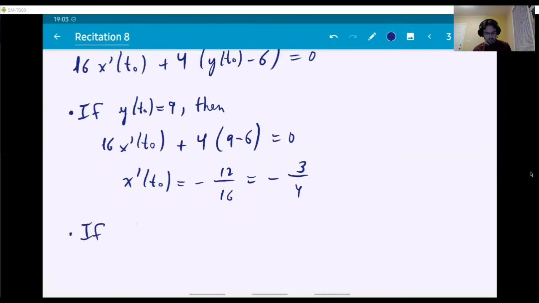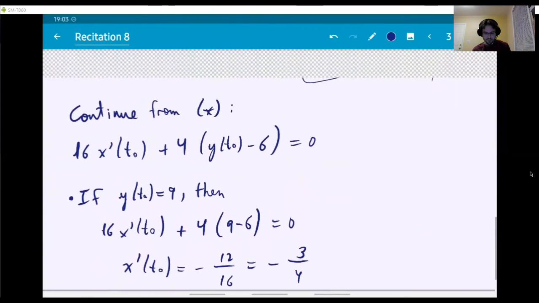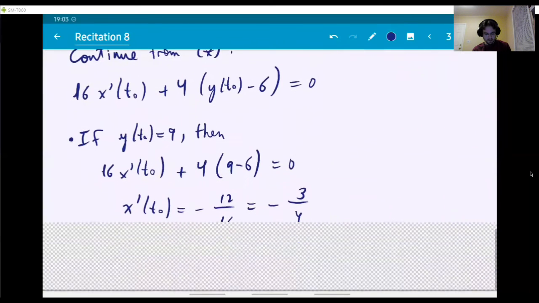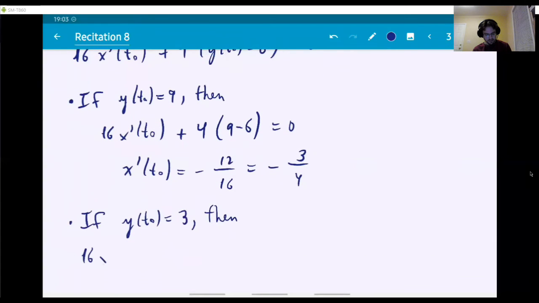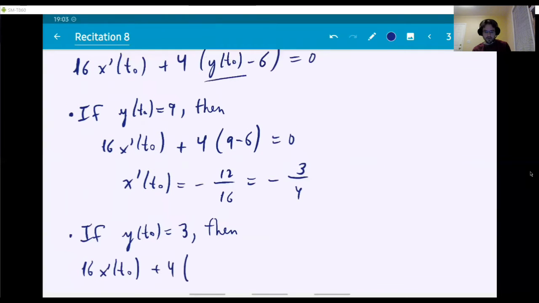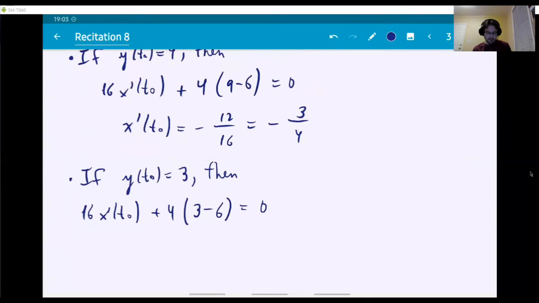There is going to be another one if y is the other possible value that we found for y, the number 3 up here. So if it is 3, then what happens? 16x prime of t0 plus 4 times, now I'm plugging in 3 up here, 3 minus 6 equals 0. You see that now this is a minus 12, which goes as a plus 12 to the other side. So in this case, the horizontal velocity would be plus 12 over 16 or plus 3 over 4.